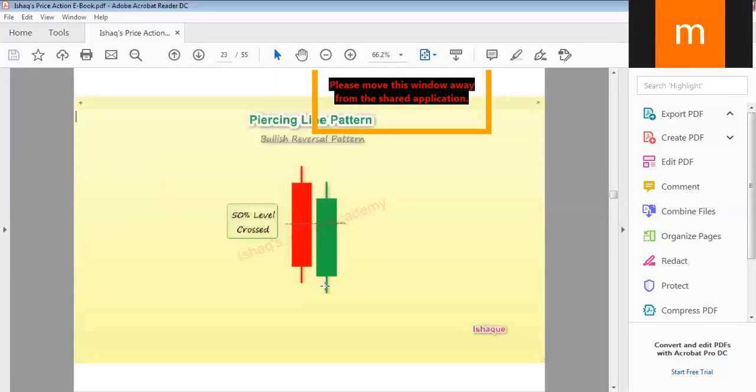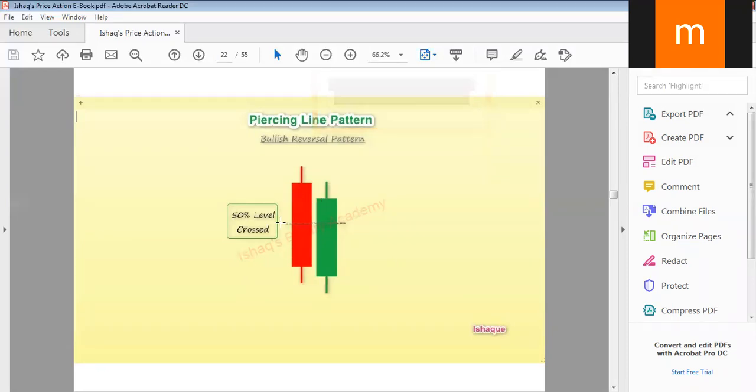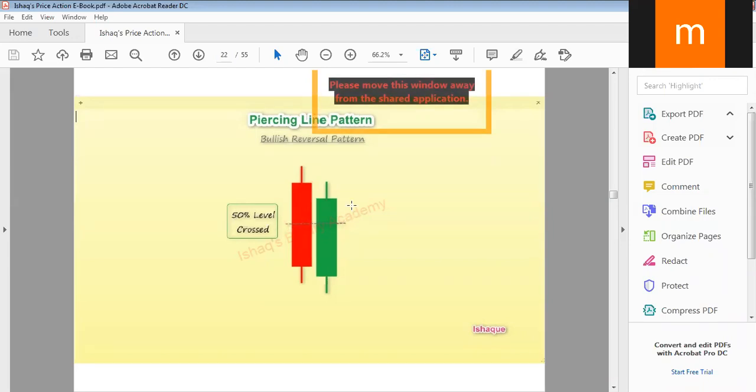So after that, the piercing line is the same concept as the bullish engulfing candle, but in this pattern the bullish candle is smaller than the bearish candle. That's why the 50% level must be crossed. After the 50% level, you wait for the retracement. It will come down, and again it will go up. So wait for the key level retracement candle.